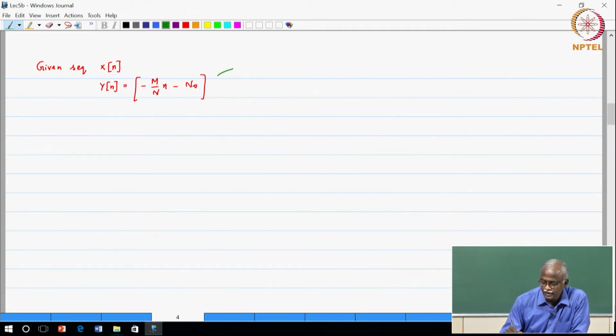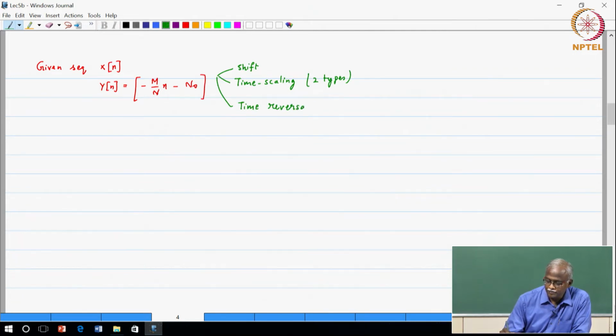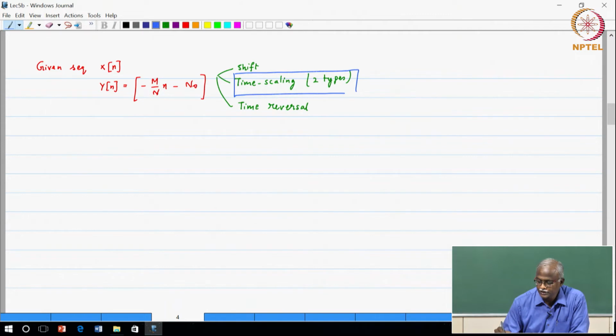Notice that this particular transformation has got a shift, and it has a time scaling. It has got a time scaling both in terms of compression and expansion. So, there are actually time scaling of 2 types, and both types of time scaling are present, and the third one is the time reversal. From the point of view of multi-rate signal processing, this is of a lot of interest to us, but it usually happens in the context of shifting and occasionally time reversal as well. So, this is a form of transformation that we are very much interested in for the study of multi-rate signal processing.